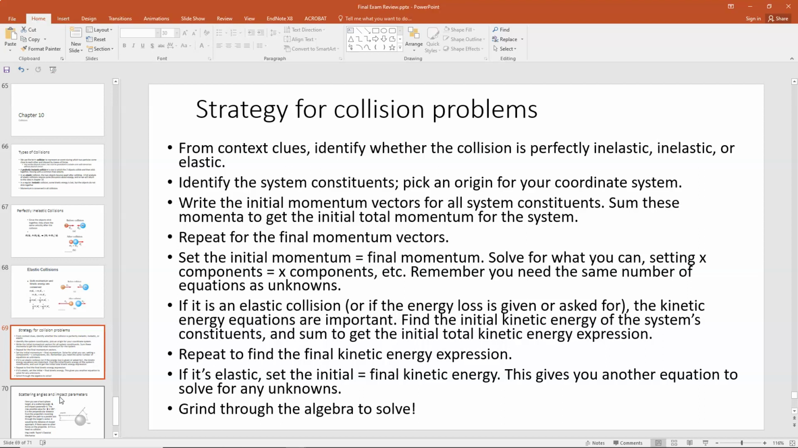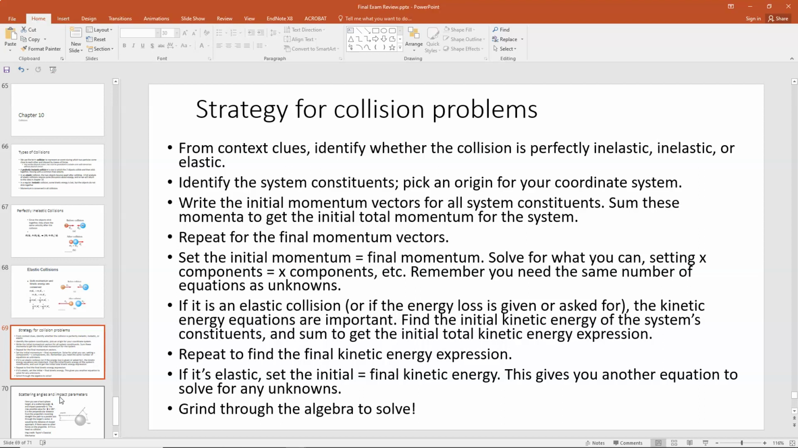Write the initial momentum vectors for all of the system constituents and sum those momenta to get the total initial momentum. Repeat for the final momentum, and then conserve momentum by setting initial equal to final. Now, if you've got a 1D problem, it's just going to be one little equation. But if you've got x, y, and z components, then you'll have a separate equation of conservation for the x, y, and z components, all right?